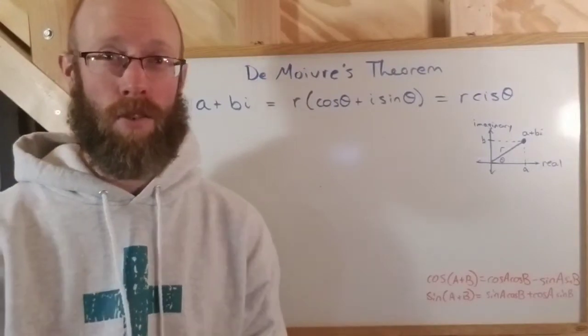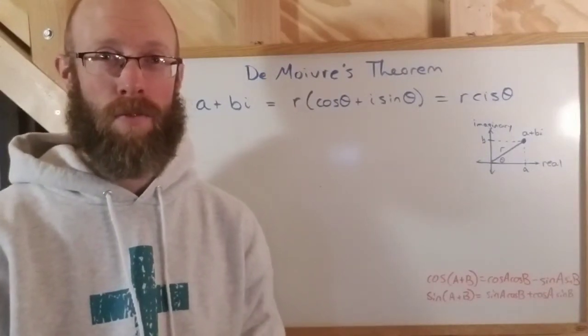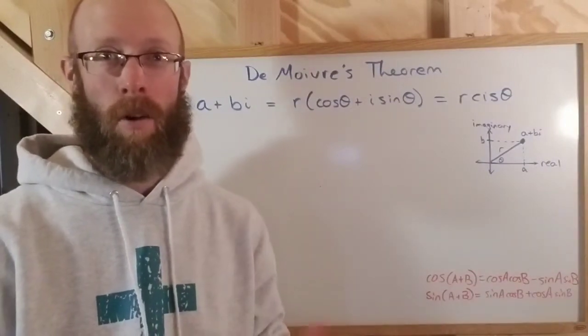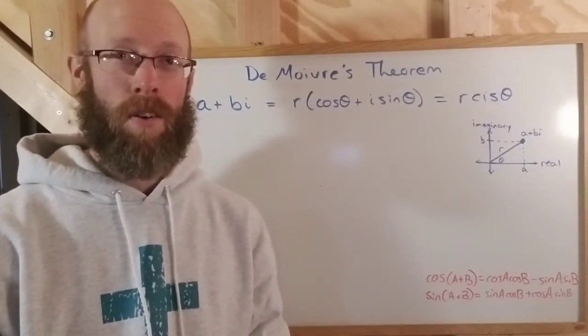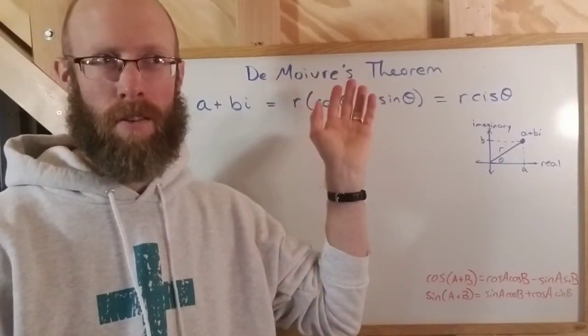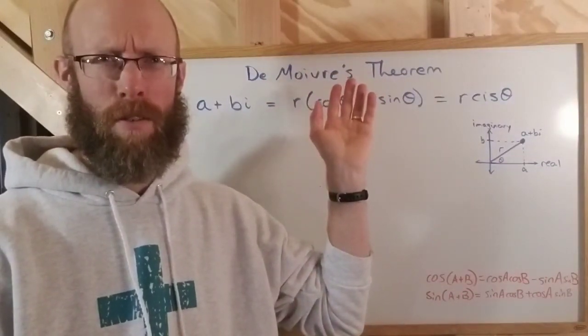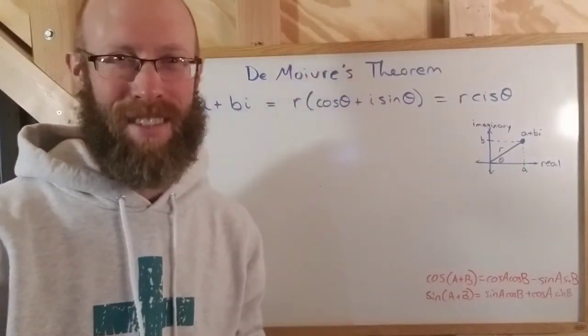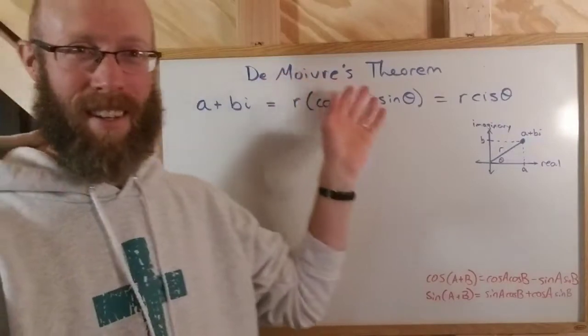In fact, I just looked it up on Google, asked for the pronunciation of this thing, and the first three links I clicked on all pronounced it differently. So I can't tell you exactly. I'm just going to go with de Moivre's theorem, or de Moivre. I don't know. De Moivre is good enough. So that's the way I'm going to pronounce it.